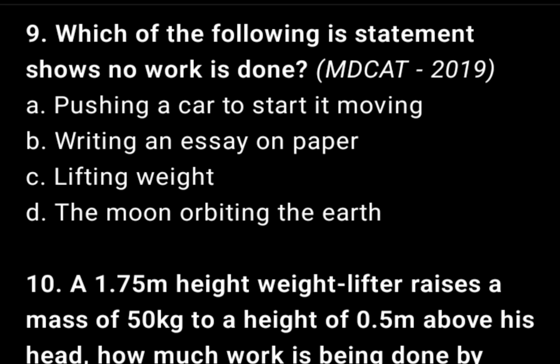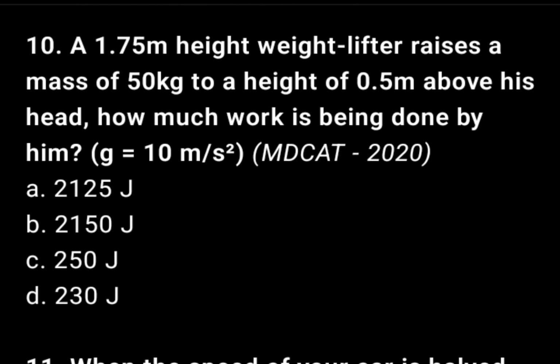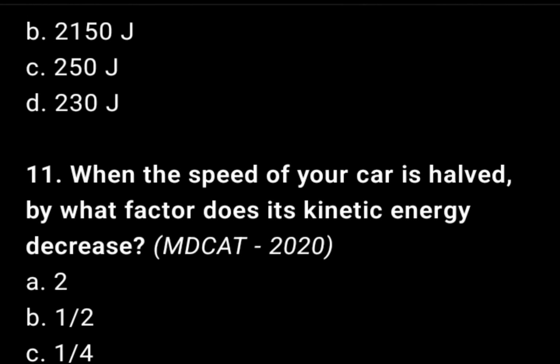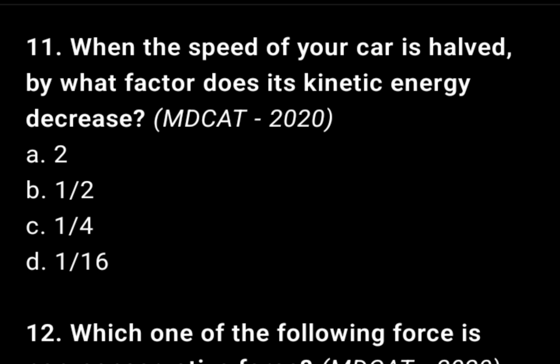10. A 1.75 meters height weightlifter raises a mass of 50 kilograms to a height of 0.5 meters above his head. How much work is being done by him? g equals 10 meters per square second. MDCAT 2020. A. 2125 J. B. 2150 J. C. 250 J. D. 230 J.